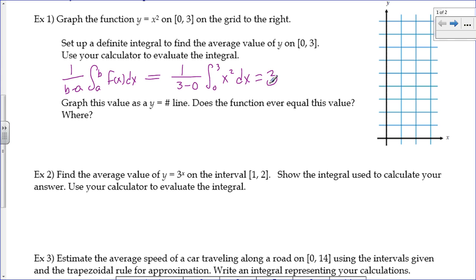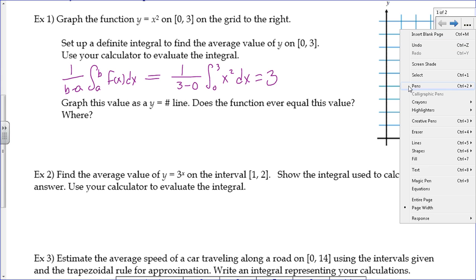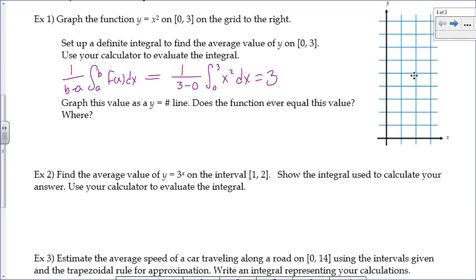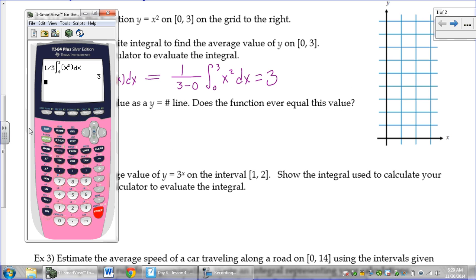Now, if you do not have the math print on your calculator, what you're going to do is I'm going to come back to mode. I'm going to turn off math print, and classic mode is what you will have if you don't have math print.